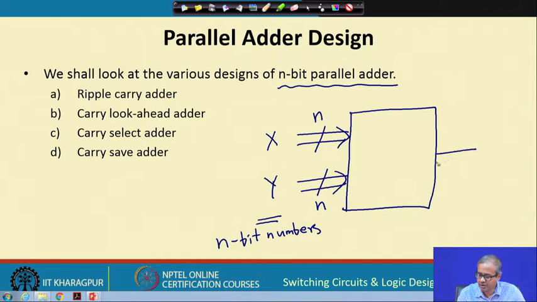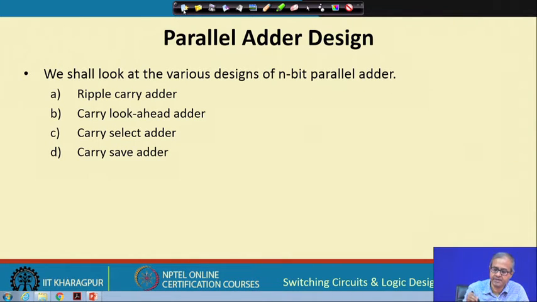And in the output we generate a sum, this will also be an n bit and a carry. Carry is a single bit. This is what we mean by an n bit parallel adder. We want to design a circuit like this. Okay? Fine.